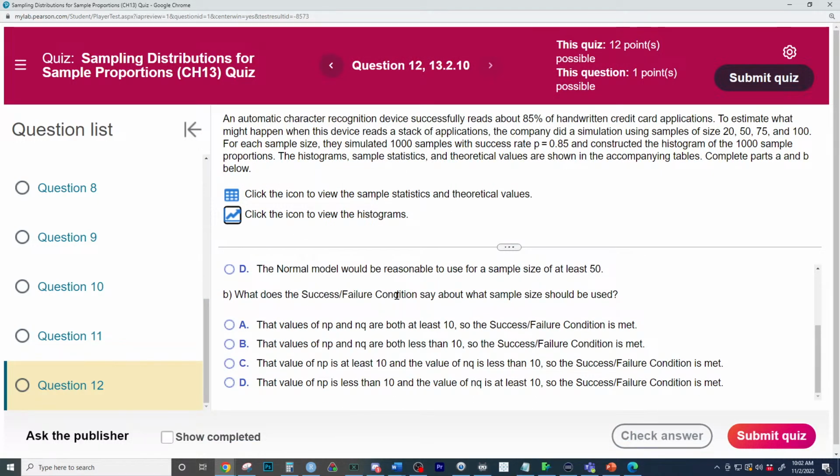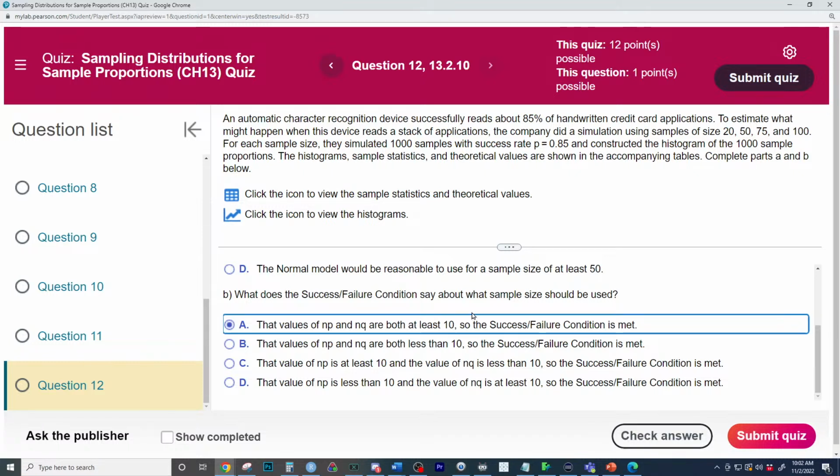What does the success failure size condition say about the sample size? So NP is the mathematics to do it. The values of NP both are at least 10. So this is where it's met. This is very unclear. The values of NP and NQ are both at least 10, so the success failure condition is met. I'm really not liking this question.